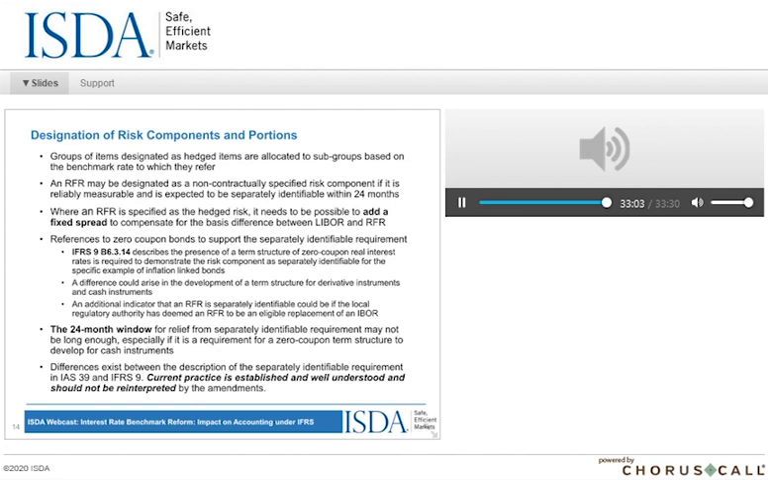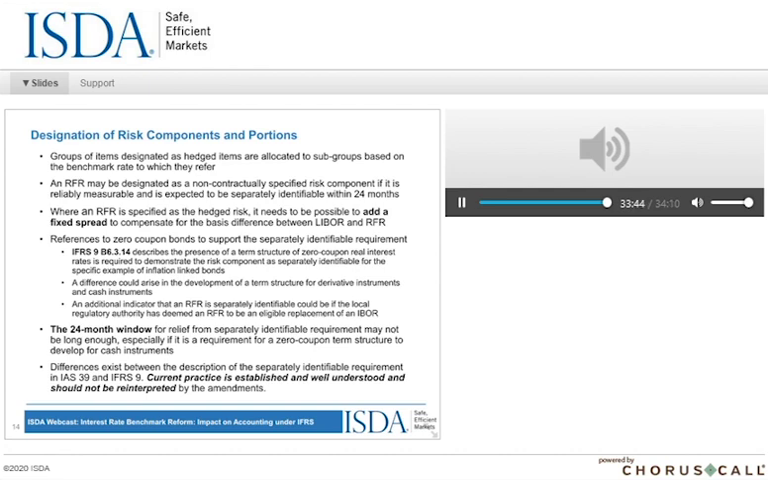Differences presently exist between the description of the separately identifiable requirement in IAS 39 and IFRS 9. Current practice is established and well understood, and ISDA's members suggested that this should not be reinterpreted by the amendments. The IASB confirmed that there is no intention for the Phase 2 amendments to change current established practice under IFRS for how the separately identifiable requirement is met in practice. This was discussed at their June meeting, and suggests that no specific additional guidance will be added to what is already present in IFRS. We will, though, have to wait and see how the final amendments are worded once they are published later this year.